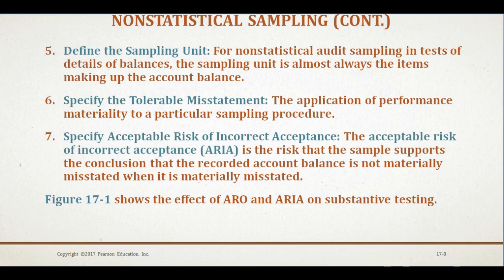The seventh step is for the auditor to specify the acceptable risk of incorrect acceptance. The acceptable risk of incorrect acceptance is the risk that the sample supports the conclusion that the recorded account balance is not materially misstated when indeed it is materially misstated in the financial statements.